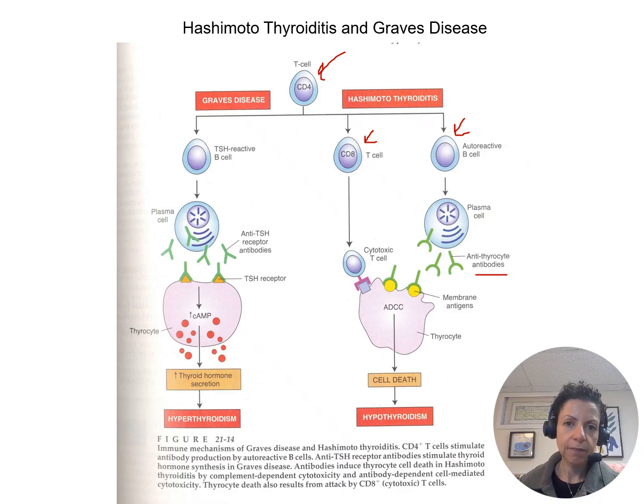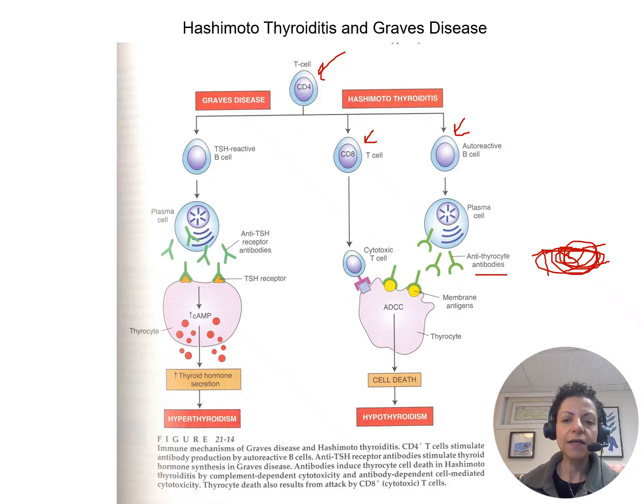anti-thyrocyte antibodies. This is sometimes called TSI. TSI stands for thyroid stimulating immunoglobulin, and immunoglobulin is just another word for antibody. Actually, I'm sorry, that's not right. TSI is actually part of this other autoimmune disorder. I got a little bit confused there, sorry.